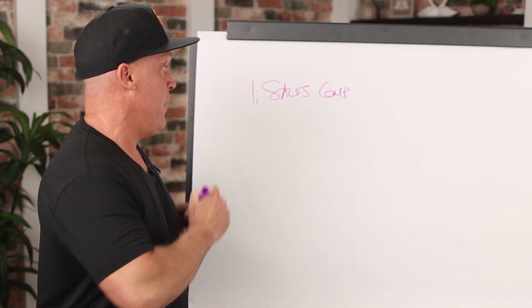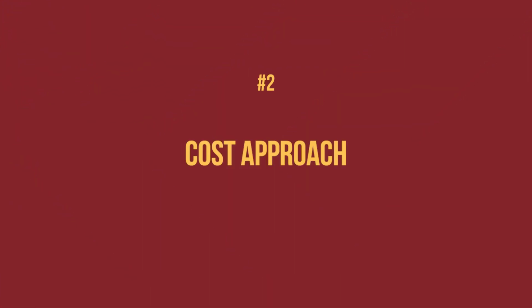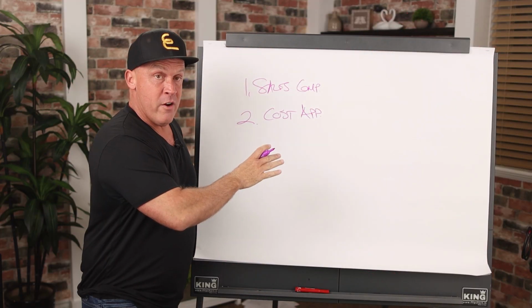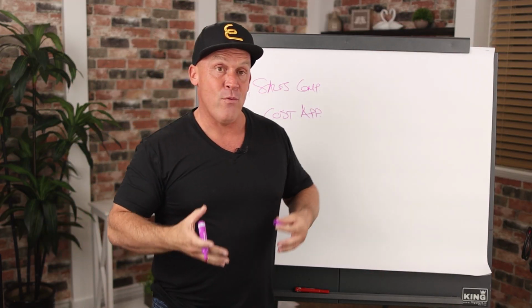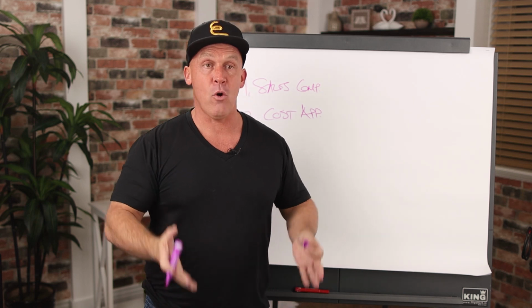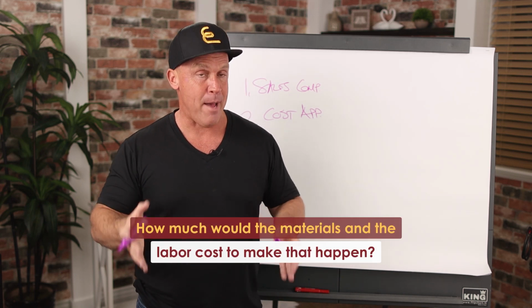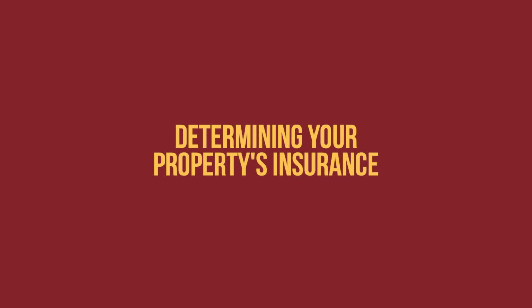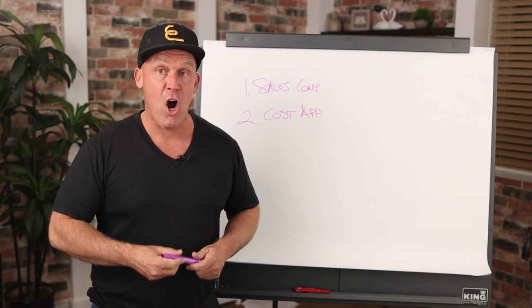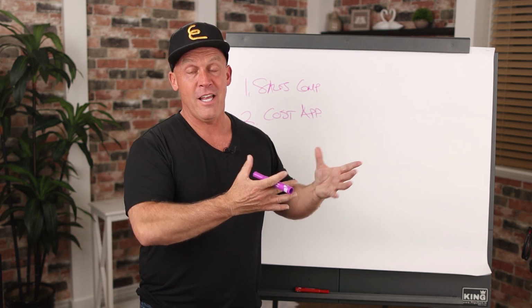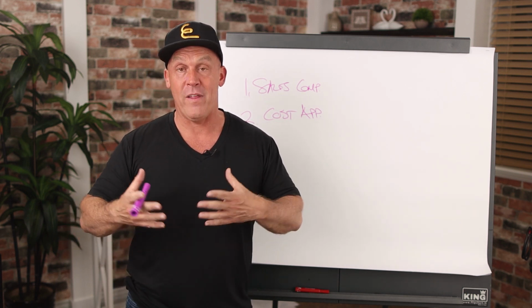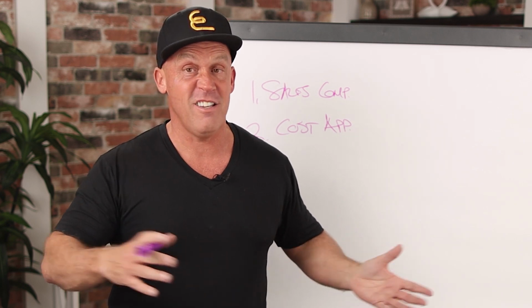Now the second way is what we call the cost approach. And what we're doing there is we're going to evaluate, if we had to build that property from the ground up, how much would the materials and the labor cost to make that happen? Now there's 2 common areas where this is gonna come into play for a real estate investor. The first is when it comes to determining your property's insurance. Because in some markets, it might cost more to build that property than it would to buy an existing one that's already been built. And in other markets, it's vice versa.